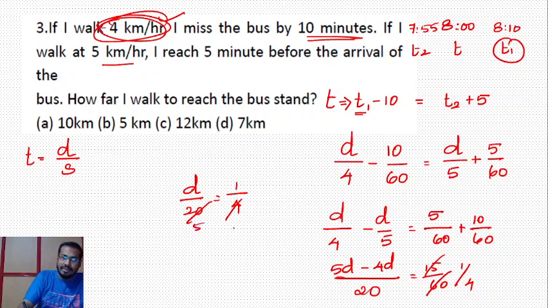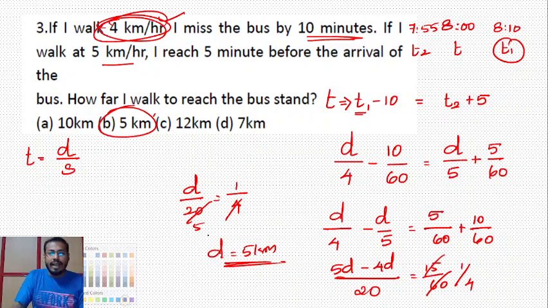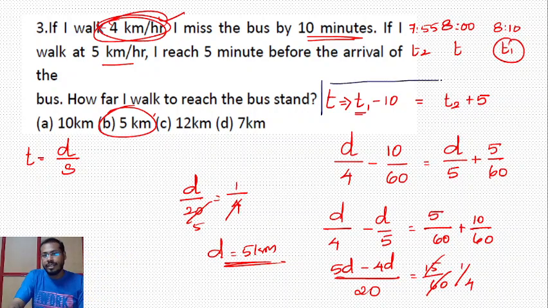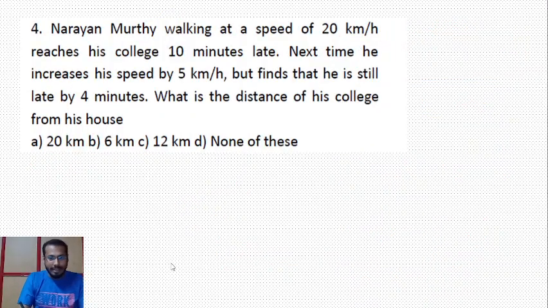So cancel this. 5D is equal to 5 km. That's the right answer. Clear? So in this concept, we need to remember one thing. I need to know how to write this equation first. If you write this clearly, then everything will be easy. Right. So the next question is also the same kind of question.